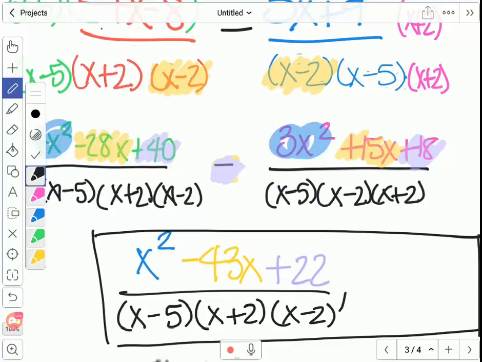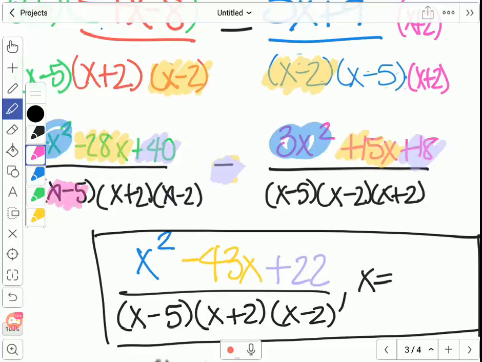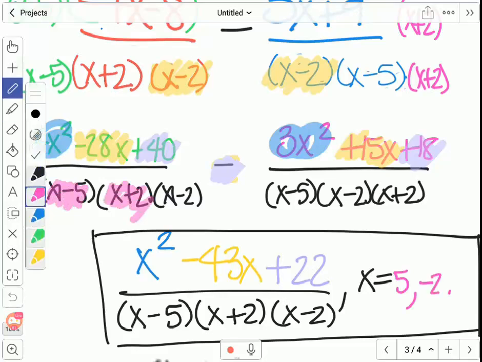The only thing that I need to do now is I have to make sure that I figure out my excluded values. My excluded values come from my factors of the denominator. I need to figure out where those would be equal to 0. So I've got 3 different factors in the denominator. And so start with x minus 5. That means x can't be 5. And then my next one is x plus 2. That means x can't be negative 2. And the final one, x minus 2, means that x can't be positive 2.